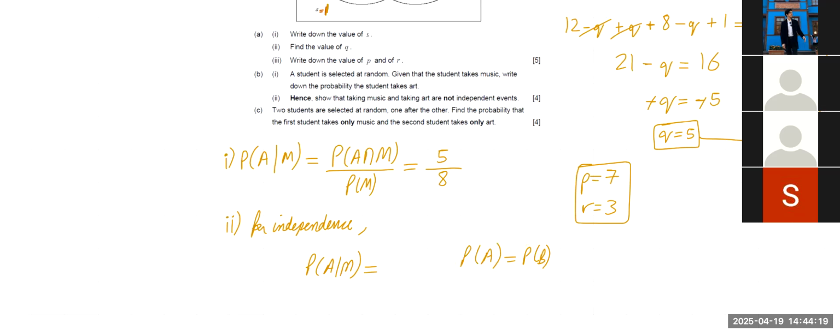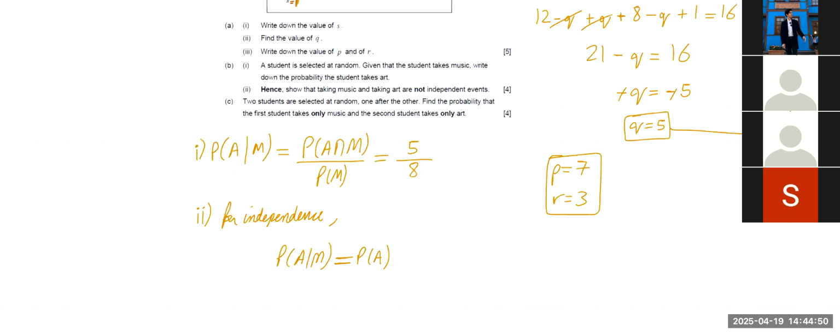To check for independence, there's one simple rule. It's always going to be the same. The probability of the first event, given that the second event had happened, must be the same as the probability of the first event happening anyway. This is a very logical statement, by the way. If the probability of something happening, given that the other thing has happened, is the same as the probability of that something happening anyway, that means that me telling you that the other thing happened does not affect the probability of the first thing.